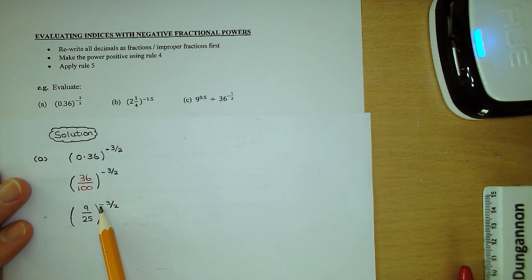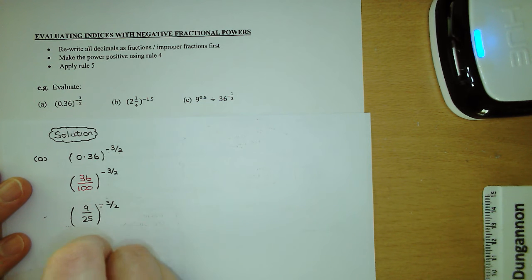Now, Indices Rule 4 says to get rid of a negative power, you have to flip the numerator and denominator of the base upside down. And that's what we're going to do now. We're going to apply Indices Rule 4 to get rid of the negative power. So we flip the base upside down. So we're now going to get 25 over 9. And because we flipped the base upside down, the power is now positive. So it's just positive 3 over 2.